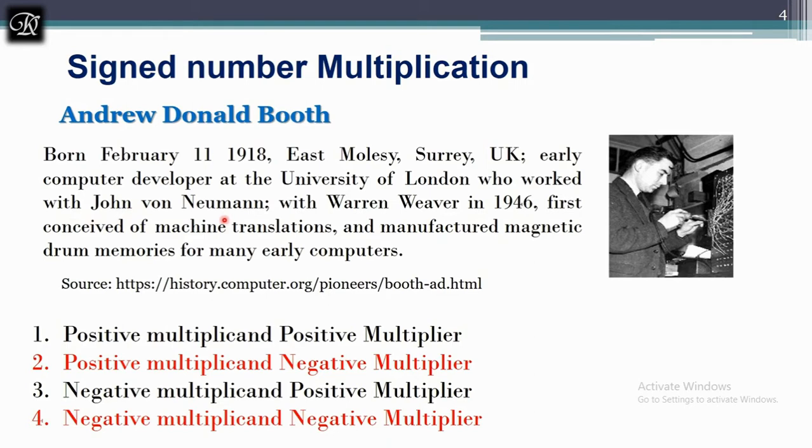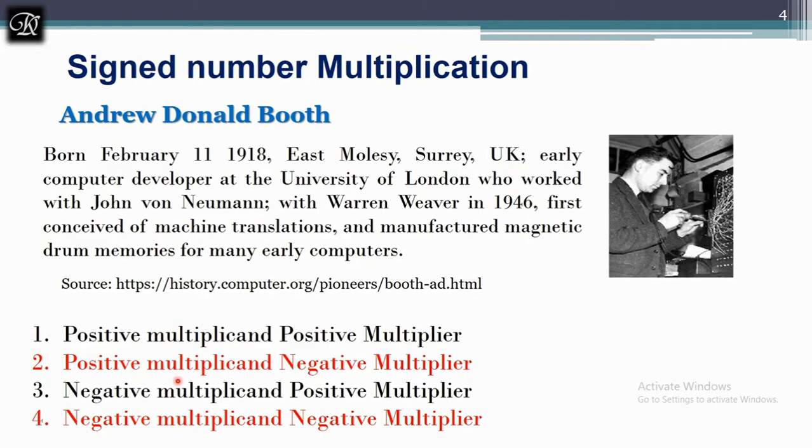If you go through the generations of computers, you will learn about his contribution to the computer world. He is among the team who was working with them, and he also gave a technique for signed number multiplication, where there are 4 cases. One can be positive multiplicand, positive multiplier, which we can even do with the sequential multiplier. But this algorithm even has a solution for both positive operands.